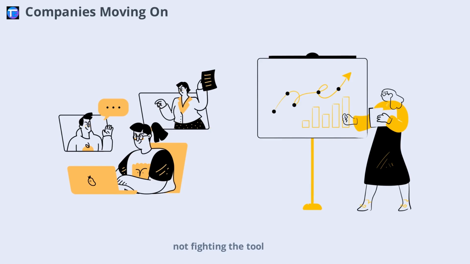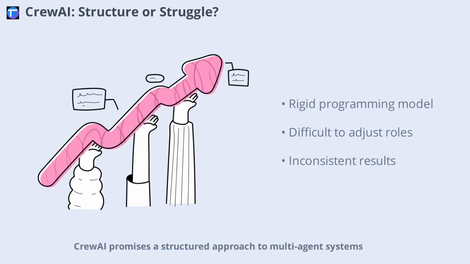CrewAI promises a structured approach to multi-agent systems, which sounds great for collaborative tasks. However, this structure often becomes a source of rigidity. Adjusting roles or delegating tasks mid-workflow is difficult, and users report inconsistent results and the need for heavy performance tuning. Instead of empowering developers, CrewAI's strict programming model can feel like a straitjacket, making even small changes a major challenge.